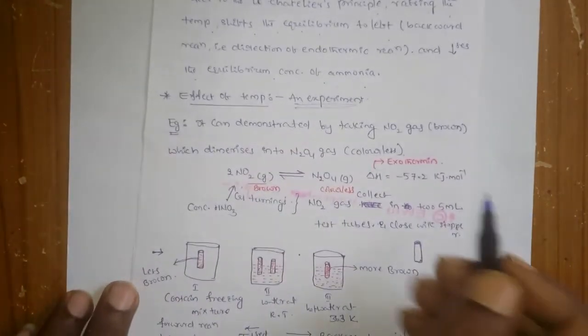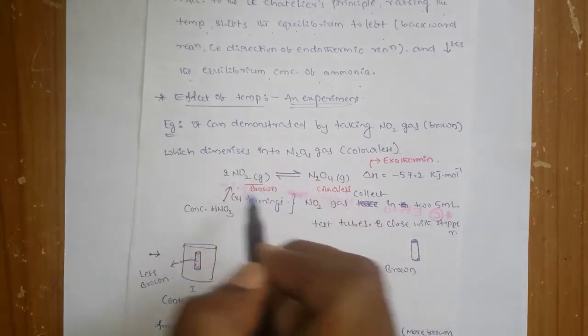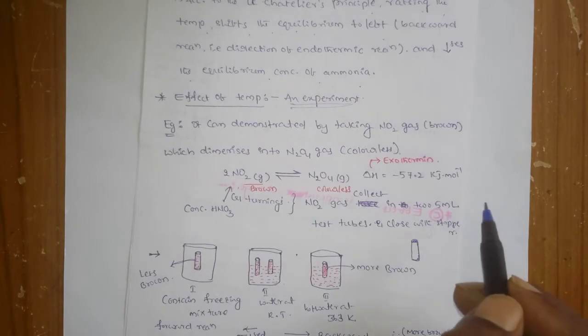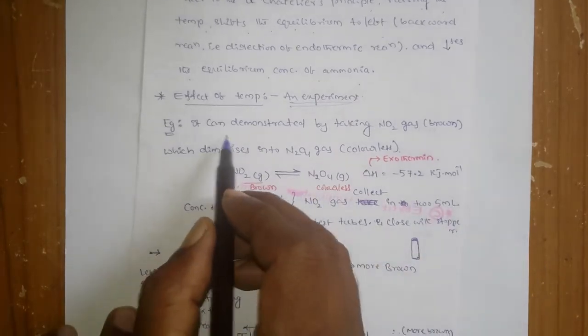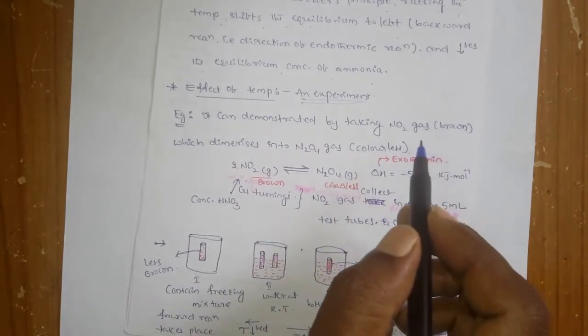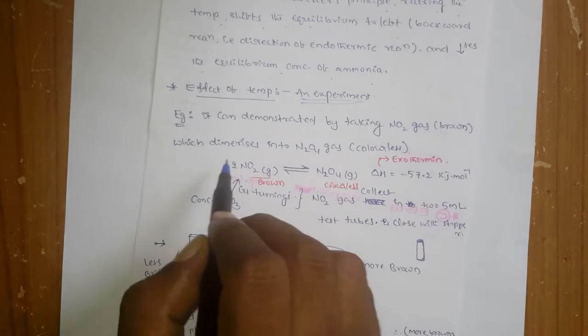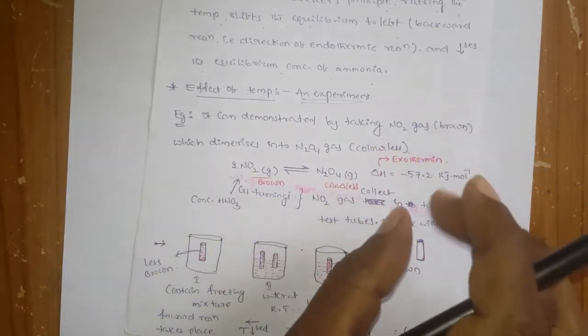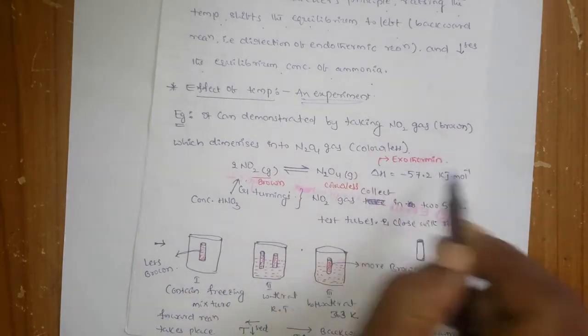Okay, let us see one experiment here. There is one experiment, and what is that experiment? It is the dimerization of nitrogen dioxide. Okay, so it can be demonstrated by taking nitrogen dioxide gas. Generally the nitrogen dioxide gas is brown in color, and it dimerizes into N2O4 gas. So if it dimerizes, it gives N2O4 and that gas is colorless. So that means if all the nitrogen dioxide you took dimerizes, then you can see colorless N2O4.